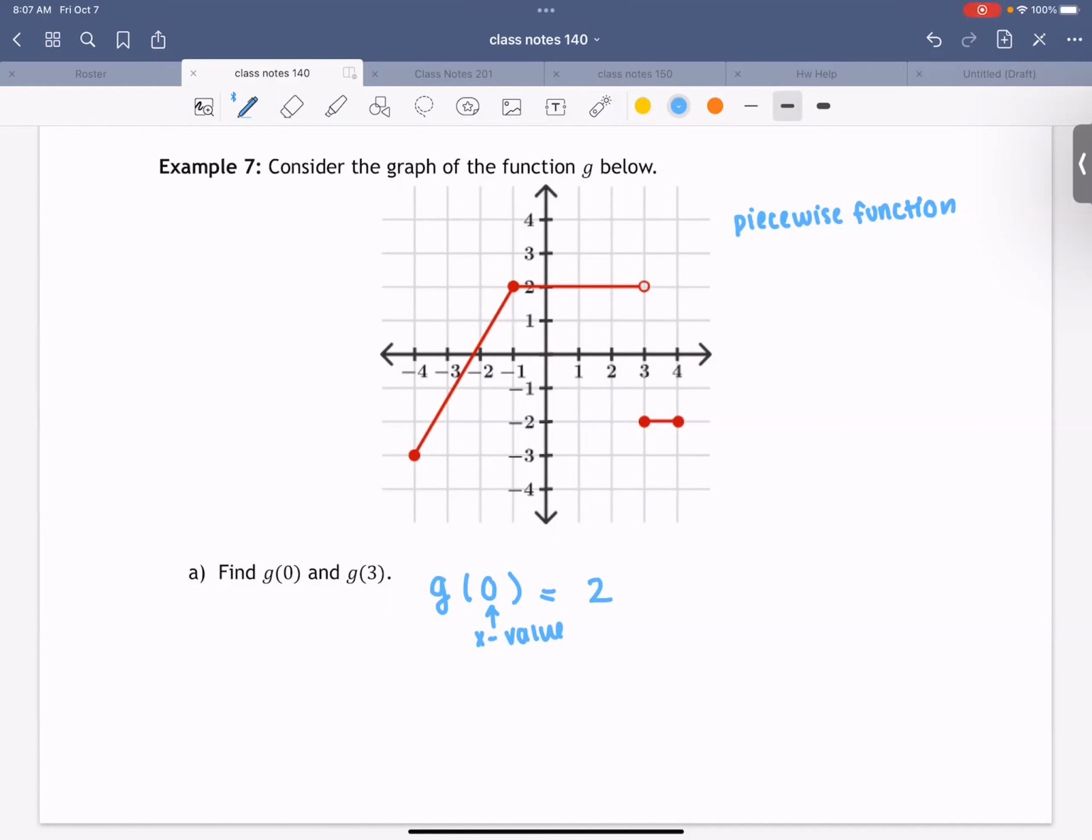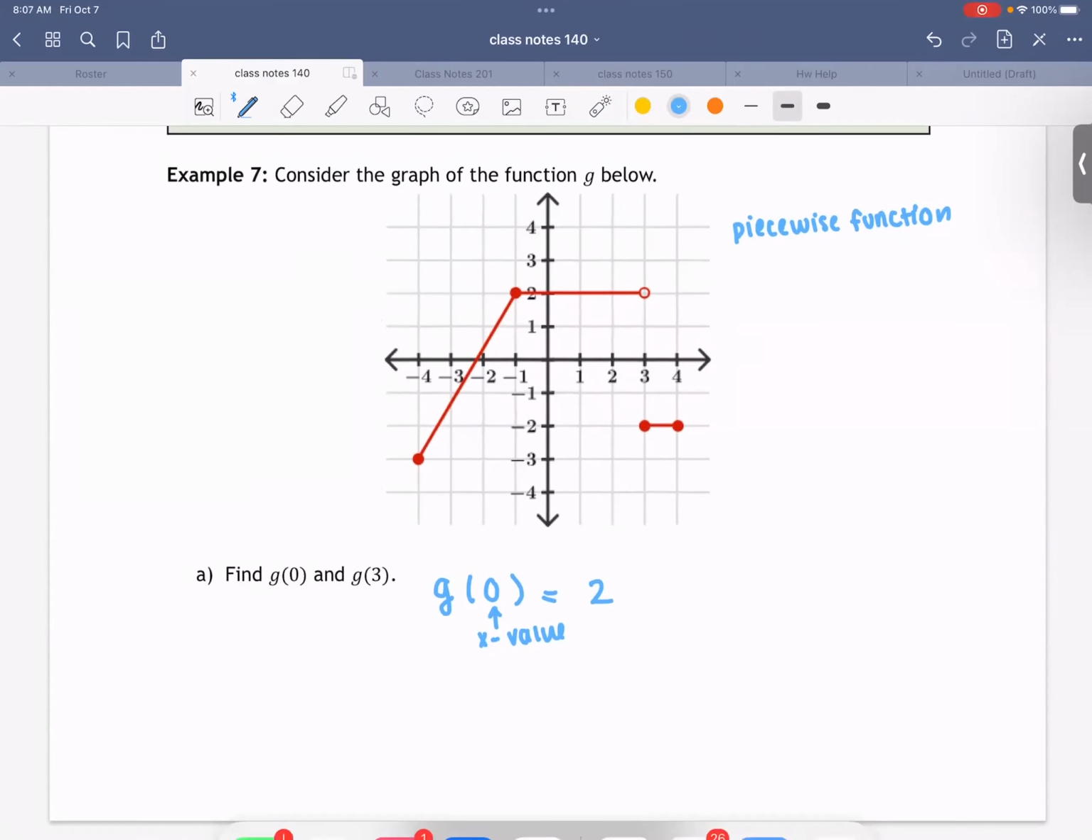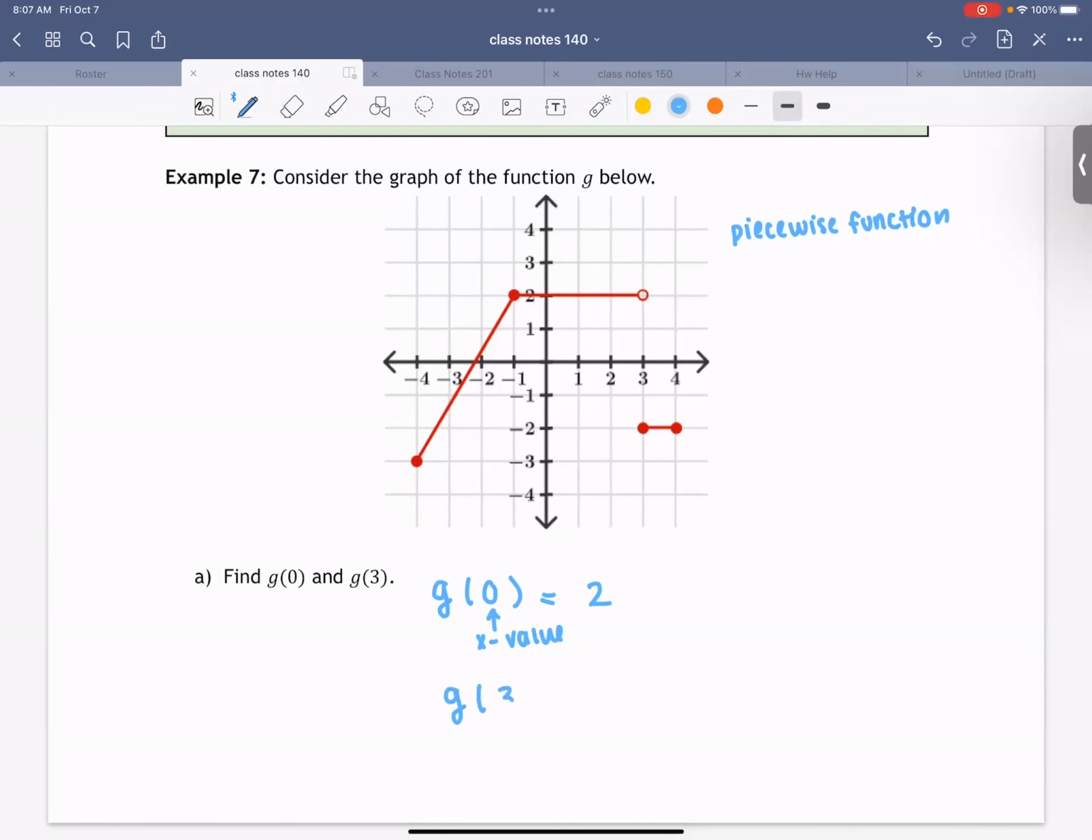Right, continuing on, let's do something slightly harder. We are going to do g of 3. So we're plugging in 3. So we're looking at the x value 3. What is the y value when x equals 3? -2, right? Even though it looks like the function exists up top, it actually doesn't because there's an open circle.